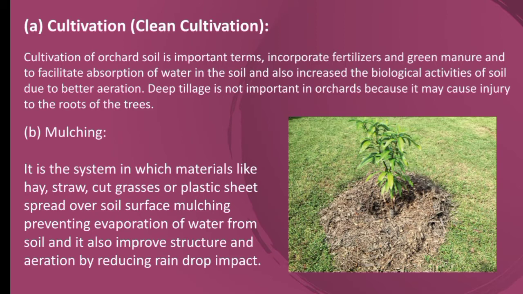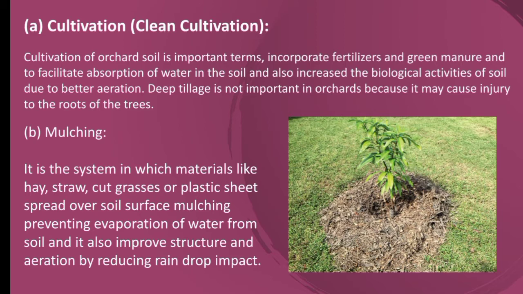So cultivation of orchard soil is an important term. Incorporate fertilizers and green manure to facilitate absorption of water in the soil and also increase the biological activities of the soil due to better aeration. Deep tillage is not important in orchards because it may cause injury to the roots of the trees. So, it will damage the root system. You know already that the primary root and the secondary root will look for the water while the root hairs carry the nutrients to the parts of the plants.